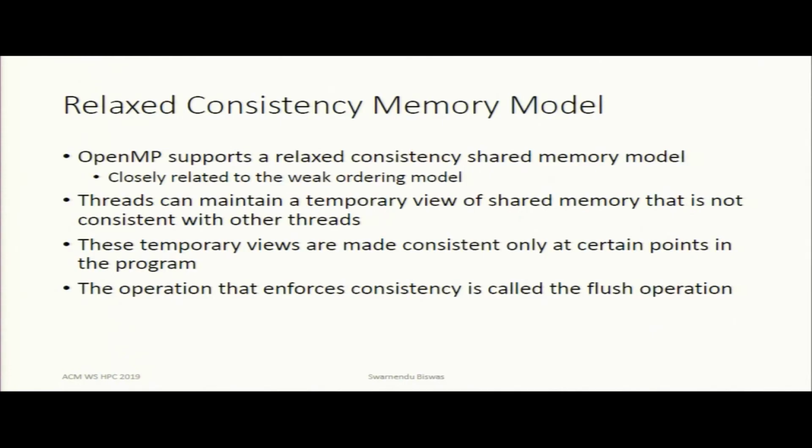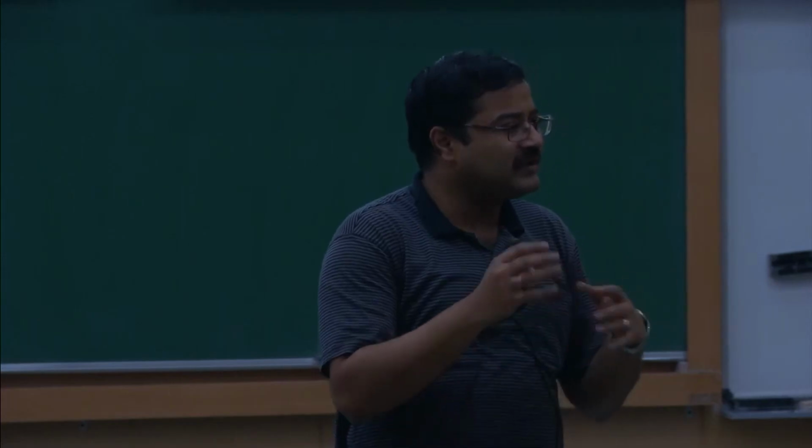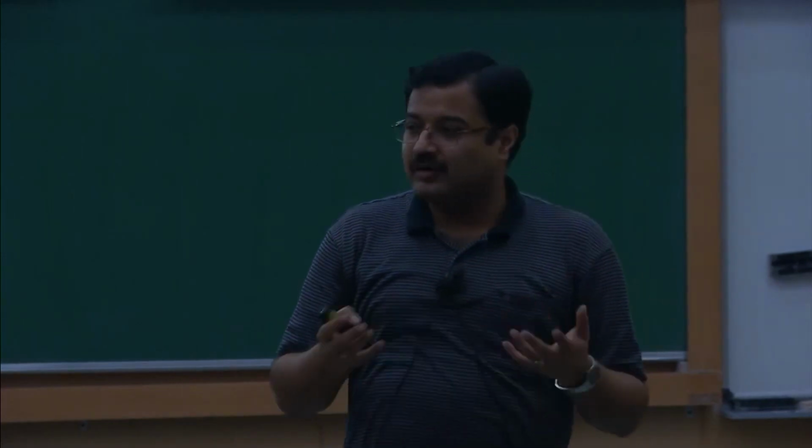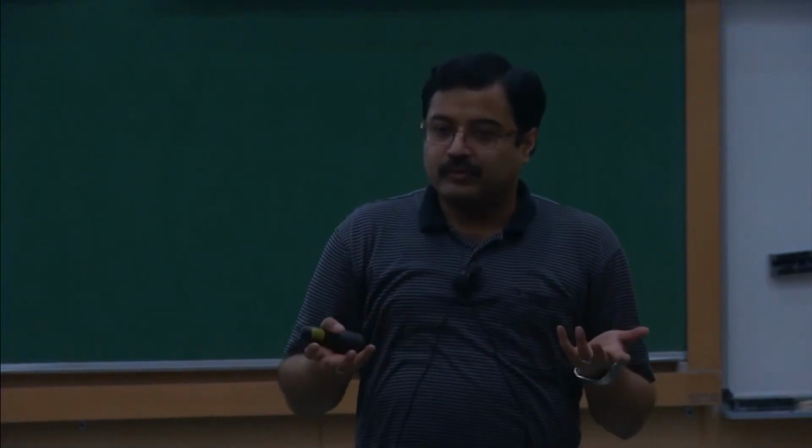That means I can have A equal to 20 over here, while this thread, for a temporary period, might see A as 10, right? A different thread can see A as 10. So you have to be careful about these scenarios. Newer specifications of OpenMP are trying to make this kind of transparent to end users, to application programmers. So we don't really need to reason about all this a lot, but it's good to know.